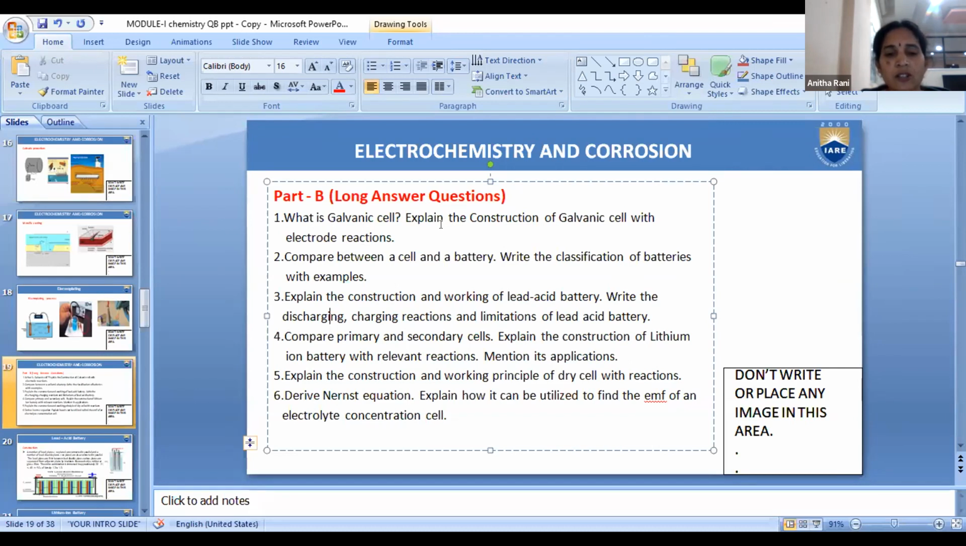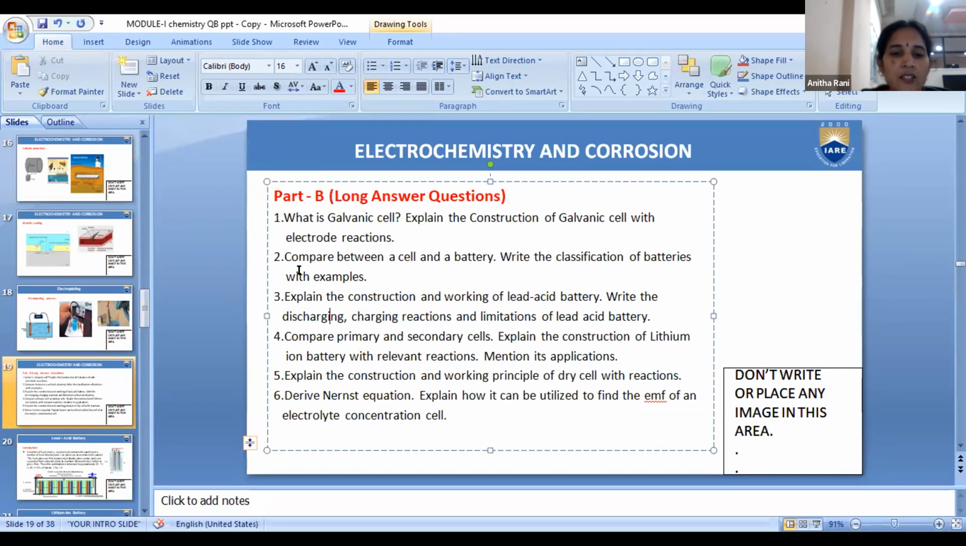So already I told you in galvanic cell 5 points. First is construction. Second is observation or working of galvanic cell, that is electrode reactions. Third is function of salt bridge. You write in one line, it maintains the electrical neutrality in both the solutions. Then fourth is representation, you write. Fifth is what is EMF, you write.